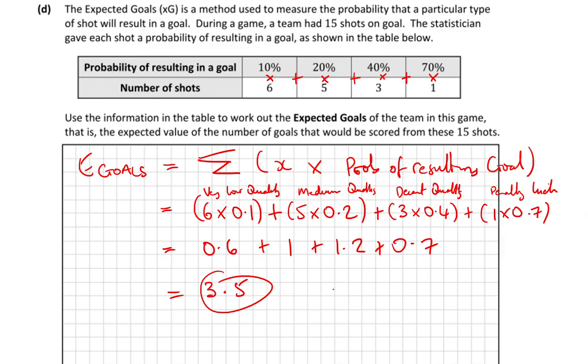3.5 goals. Now you might be saying you can't get half a goal in a match. That's not the point of this, lads. This is statistics. This is saying that if you took 30 shots, you should be able to get 7 goals. Double up the 3.5, double up the 15 shots. Do you know what I mean? This is statistics giving you an average of what should happen. Not exact science behind it. We all know that you can only get 1 goal, 2 goals, 3 goals, 4 goals.